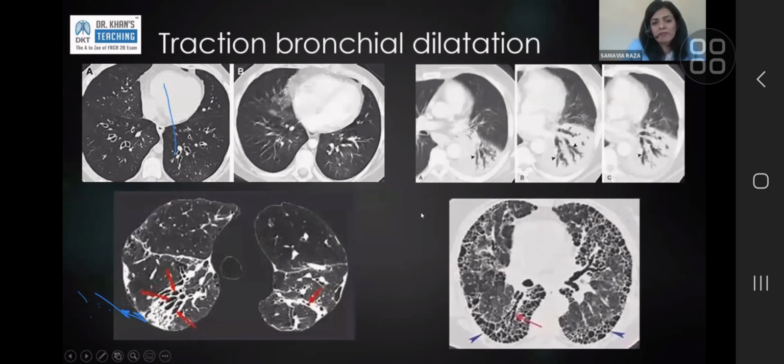The other sign we use very commonly, and perhaps the most important abnormality to identify in giving somebody a diagnosis of ILD, is traction bronchial dilatation. So traction bronchial dilatation is a term that has replaced what we previously called traction bronchiectasis.